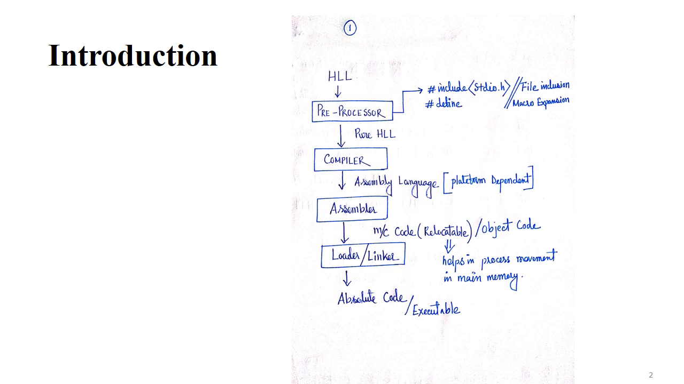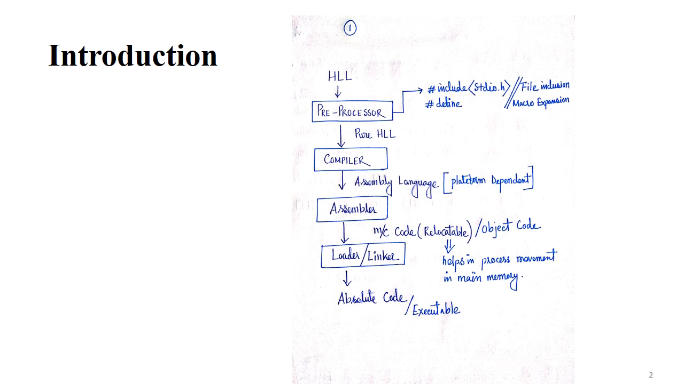Now in the second phase, that pure high-level language is fed to the compiler phase. The compiler generates assembly-level language, which is platform dependent. That is your compiler output. Then again that assembly-level language is given to an assembler, and the assembler generates your object code, and you can say that is your machine code which is relocatable.